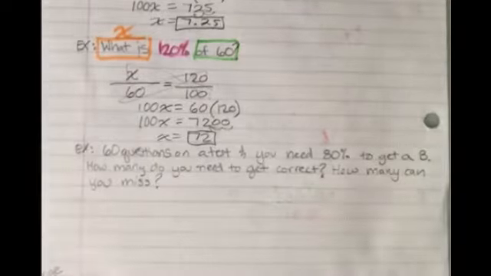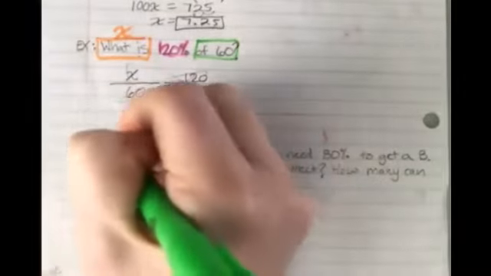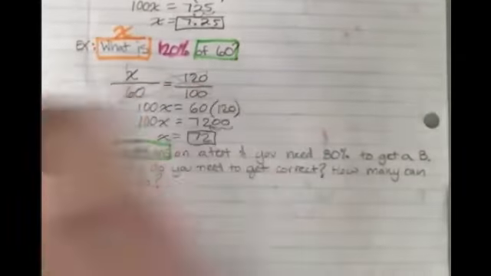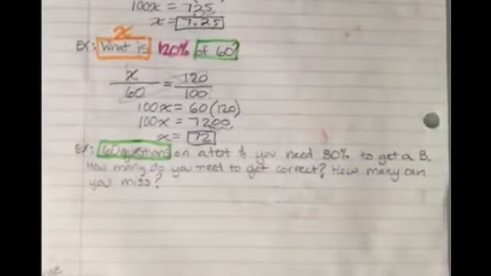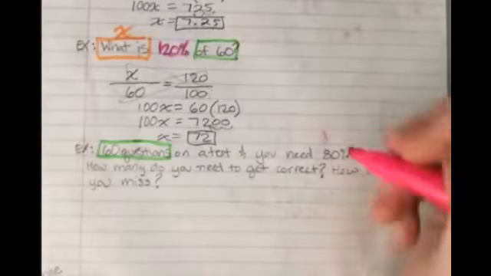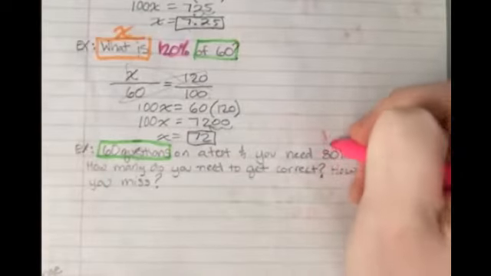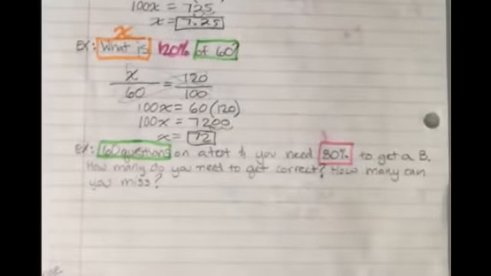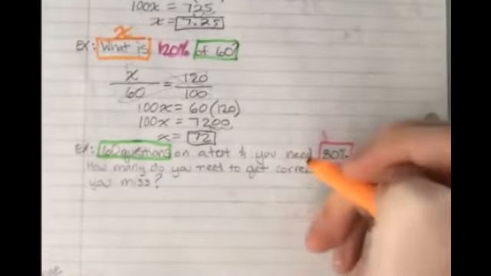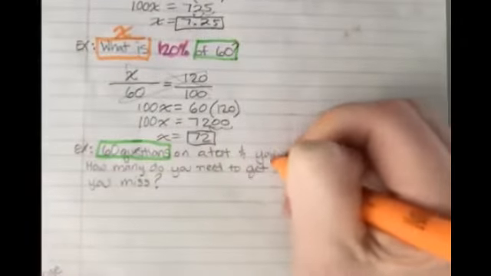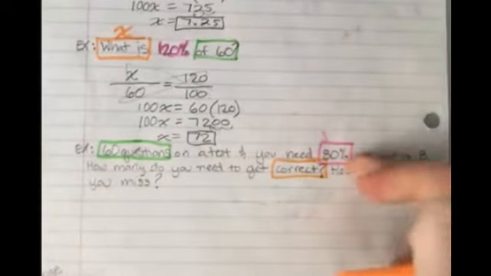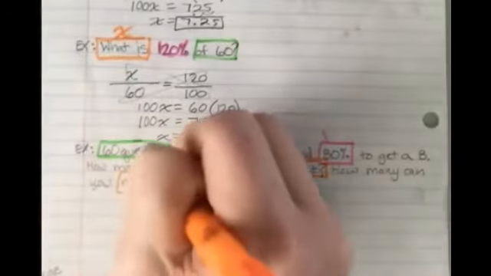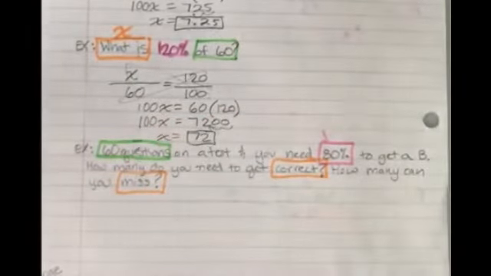So the first thing you want to pull out is, what do you have that tells you the whole? Well, the total number of questions is 60 questions on this test. And the lowest score you can get to get a B, which is a B minus, you need to get your 80%. So then it asks you two questions. Your first one is, how many do you need to get correct? That's a part. How many do you need to get missed? That's a part. So that's two different problems. So first we're going to figure out the correct.